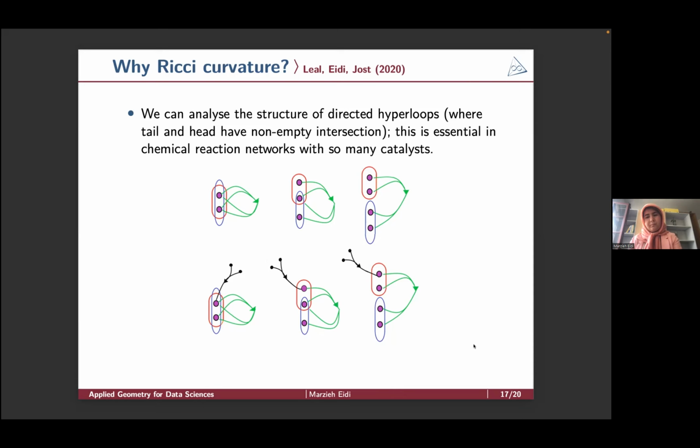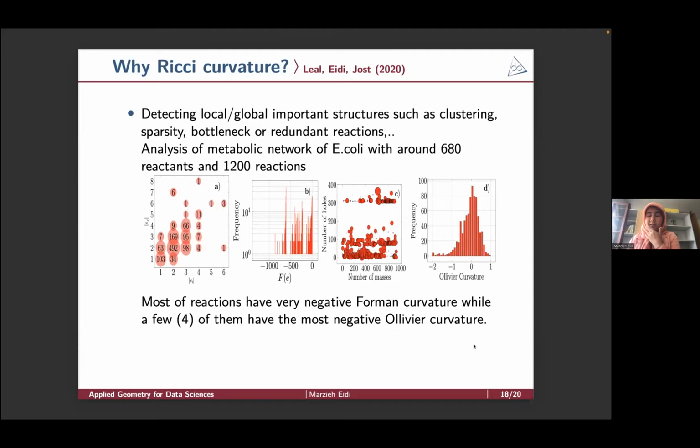Another thing is that we can talk directly about complex network analysis with the help of these new tools that we have developed. So what we can do is detect local or global important structures, such as clustering, sparsity, bottlenecks, or redundant reactions. So what we have here is a metabolic network. We have the metabolic network of E. coli, which is a bacteria, and we have 680 reactants and 1,200 reactions, and each reaction is represented by a directed hyperedge. So we have set A, which goes into a reaction and gives us set B on the other side.